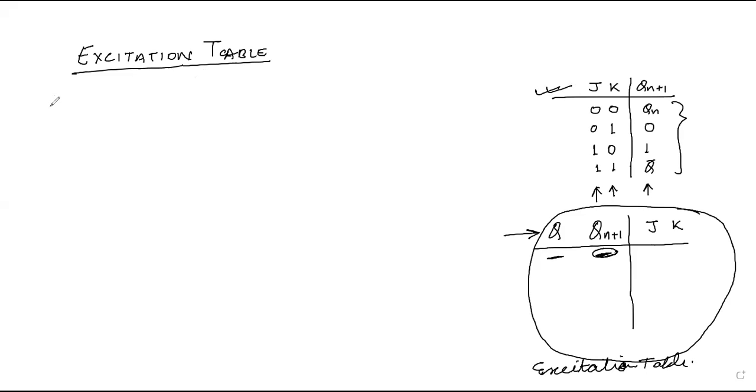So we are denoting the present state as Q, and the values of J and K, the inputs, and we want the output or the next state. Okay, so this is the present state, this is the next state which we want. If we have 3 input combinations, so how many combinations will be there?